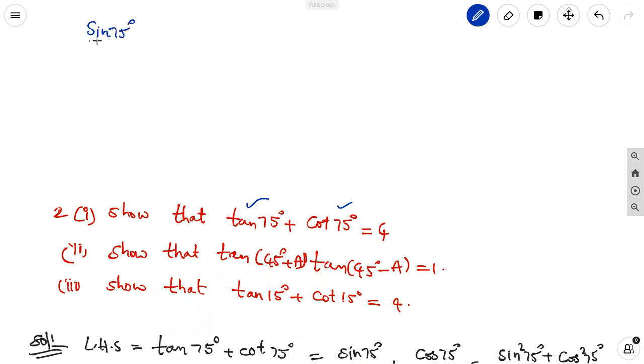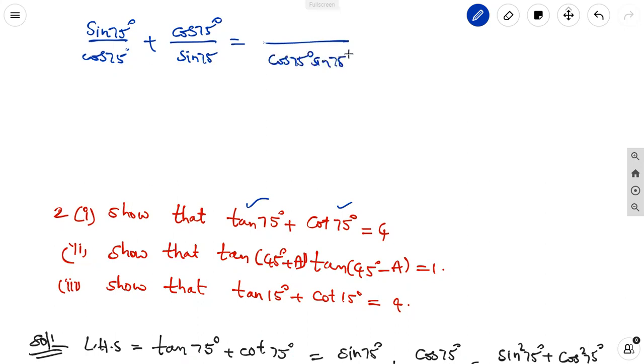Sin 75 degrees by cos 75 degrees plus cos 75 degrees by sin 75 degrees. Taking the LCM, cos 75 degrees into sin 75 degrees, cross multiply. Why? Because here only cos 75 is there. Sin 75 into sin 75, it is sin square 75 degrees. Cos 75 into cos 75, it is cos square 75 degrees. We know that sin square theta plus cos square theta equal to 1. That is 1 by cos 75 degrees sin 75 degrees.